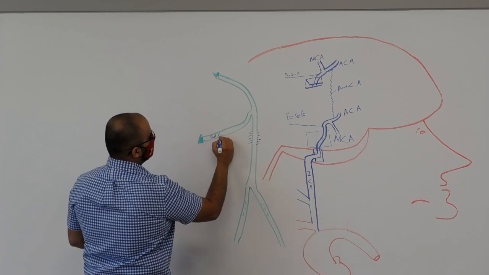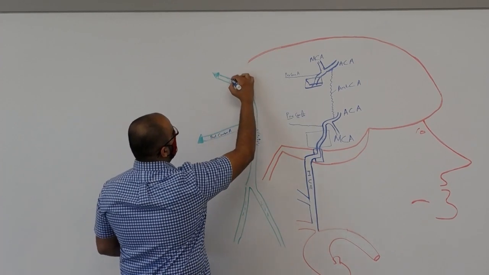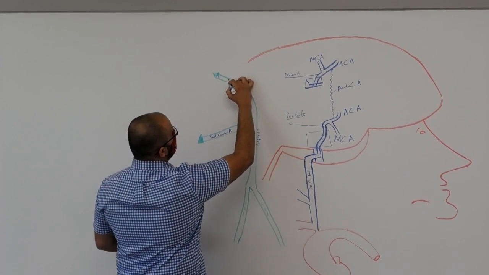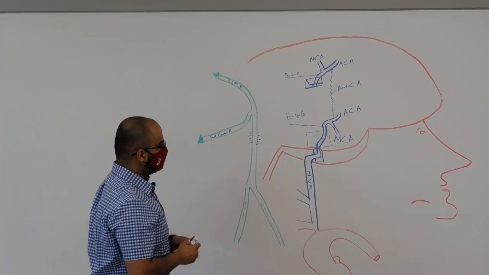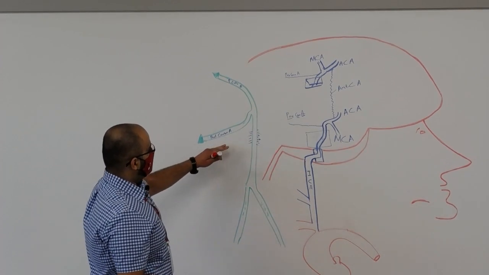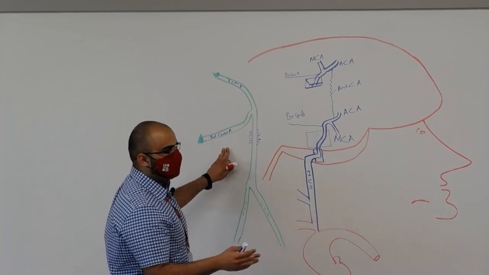posterior cerebral artery, posterior cerebral artery, okay? So they supply blood to the posterior part of your brain.